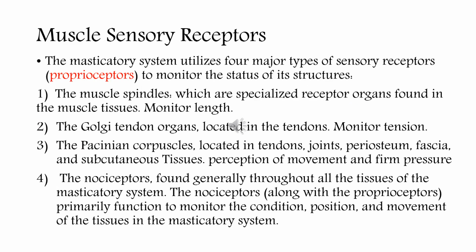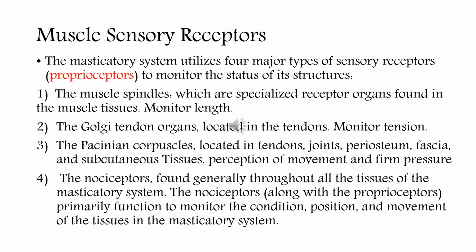Now, in the masticatory system, we have a special type of receptors that we have to know. If you remember, we mentioned that there is a receptor type called proprioceptors. So we had four different proprioceptors available in the masticatory system. The first one is the muscle spindles, and they are specialized receptor organs found in the muscle tissues, and they monitor the length of the muscle.